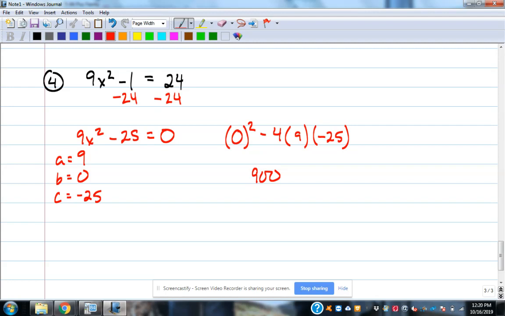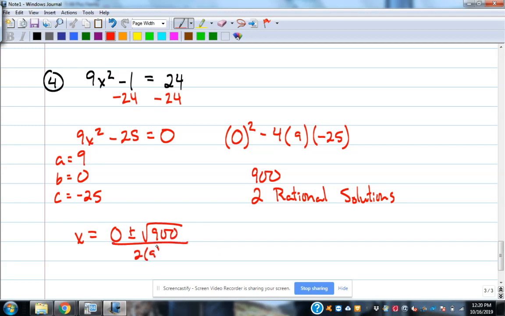Is 900 a square number? Yeah, it is. It's 30 squared. So this is going to be 2 rational solutions. And x equals 0 plus or minus the square root of 900 divided by 2 times 9. So that'd be plus or minus 30 over 18. The square root of 900 is 30. And the 0 in the front just goes away because it doesn't do anything, right? So we need to split that apart into positive 30 over 18 and negative 30 over 18 and reduce those fractions.